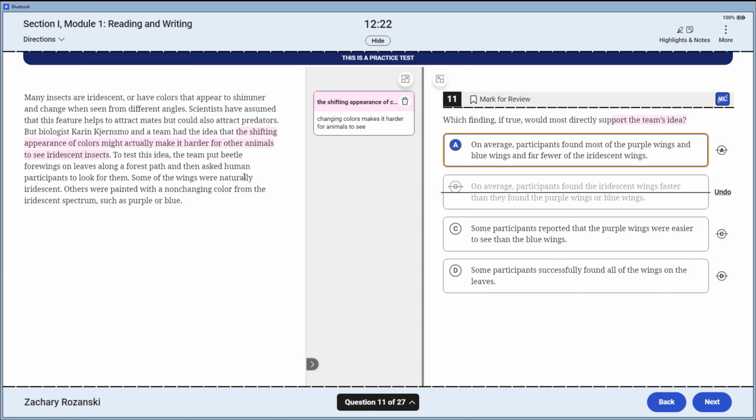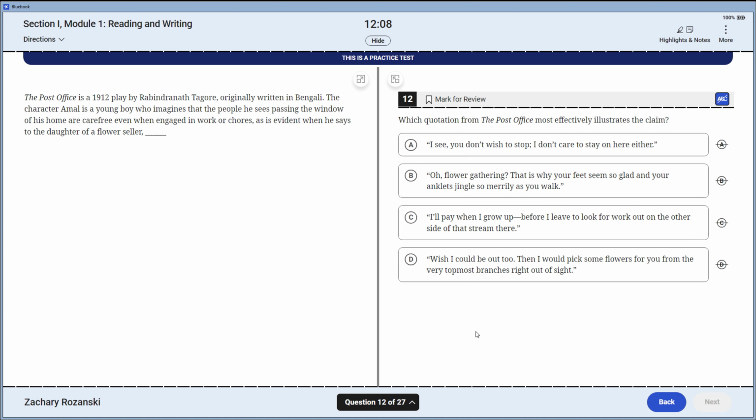I just want to make sure my concept of what iridescent means is strong, so I'm looking for a definition there. Some of the wings were naturally iridescent, others were painted purple and blue. I know that this is wrong. Some participants found all this would just destroy their idea as well. Either no effect or this. A is going to be the right answer.